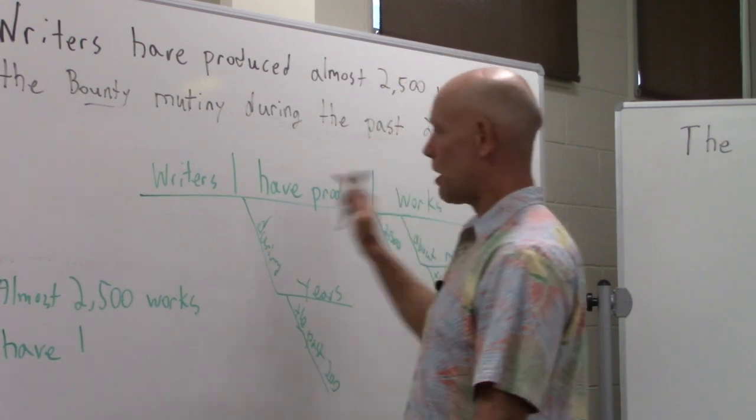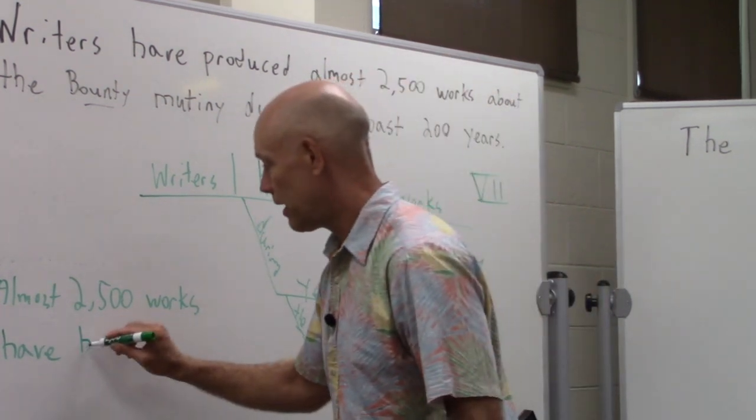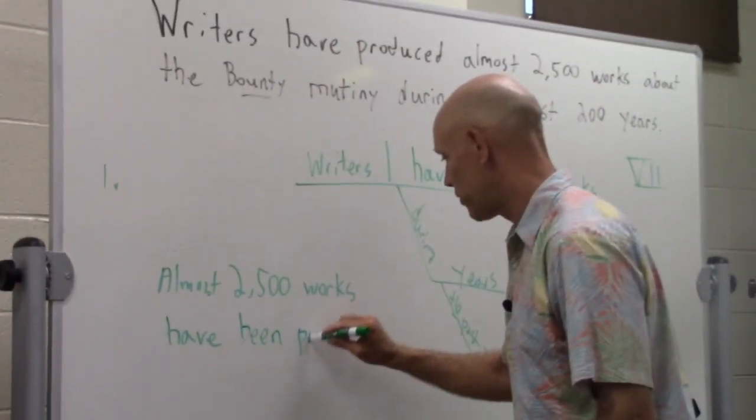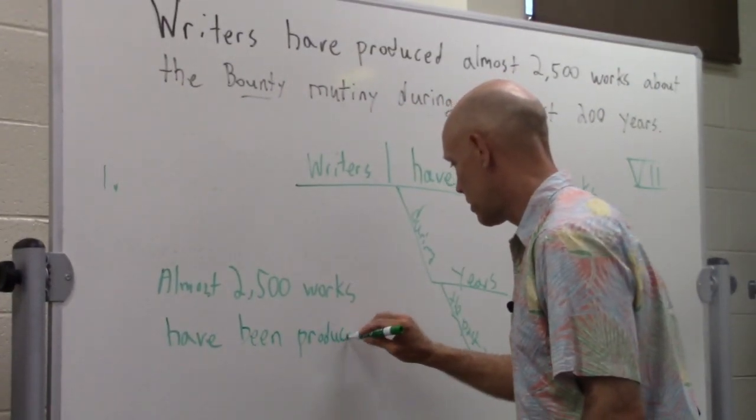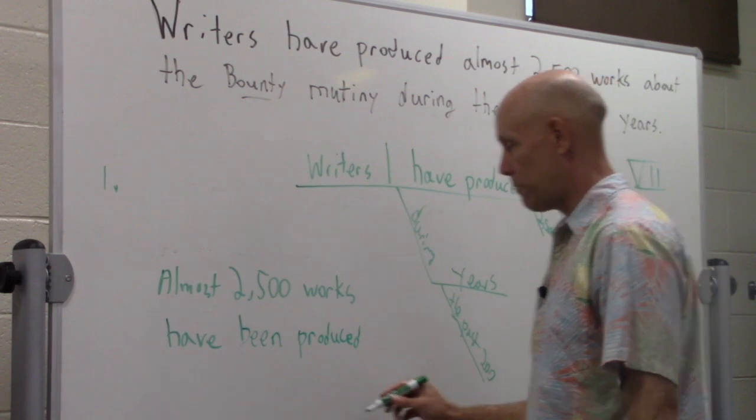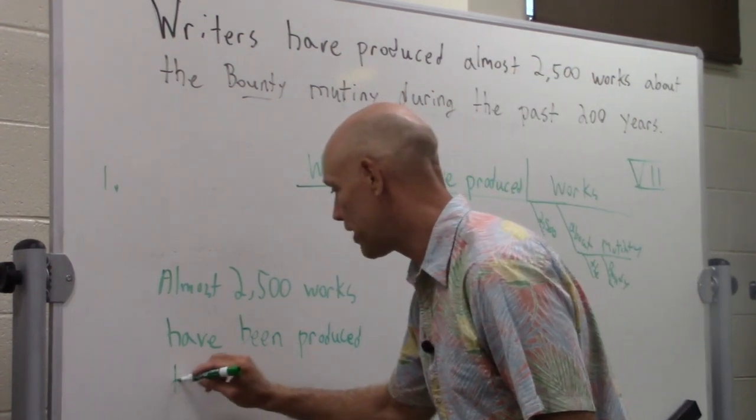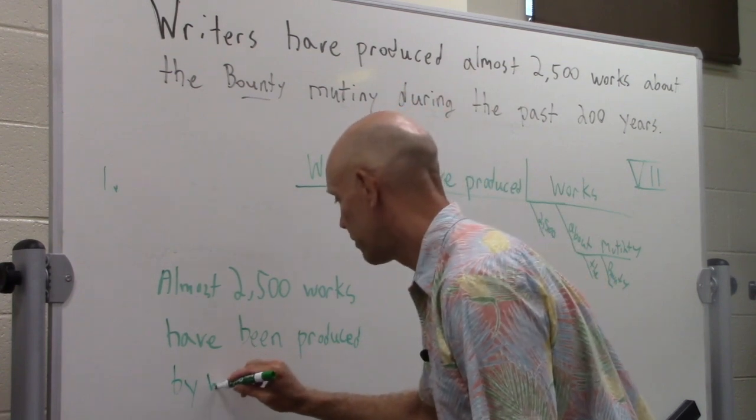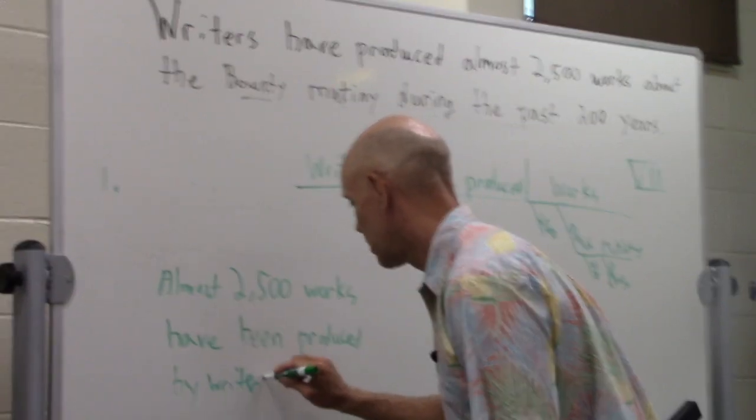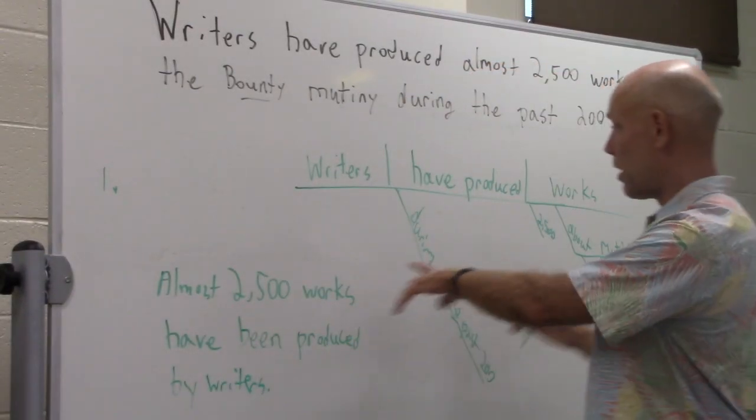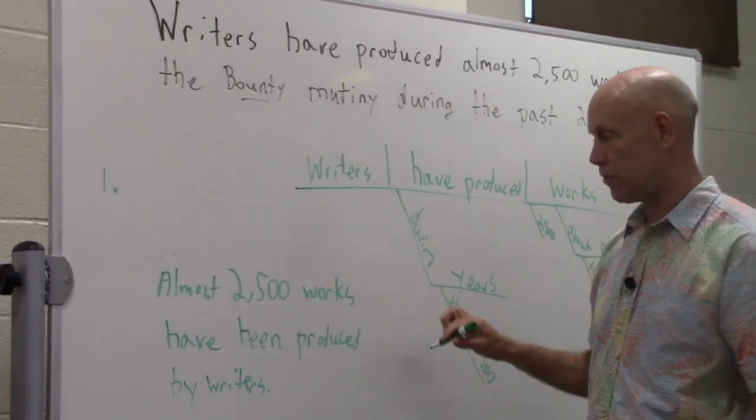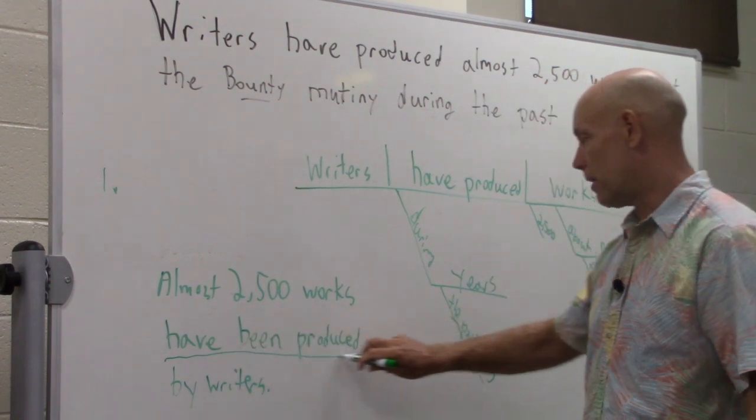That was the direct object, is now the subject. And we have produced, all right, have been produced. And if we want to keep step 3 there, who did it? By writers. And of course, he could add all these modifiers too, during the past 200 years, works about the mutiny and so forth.